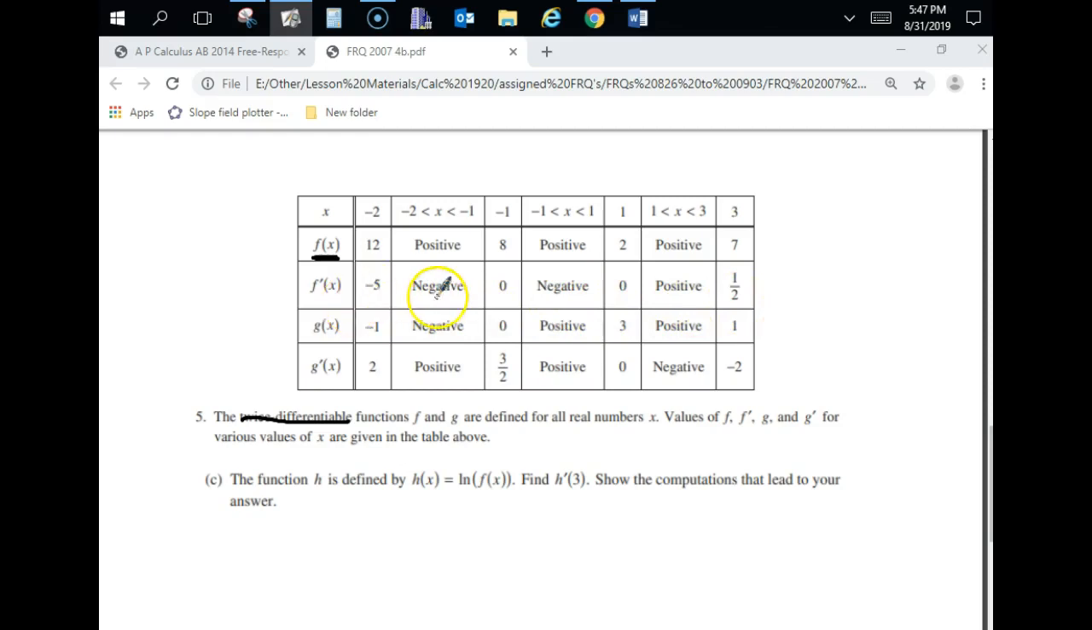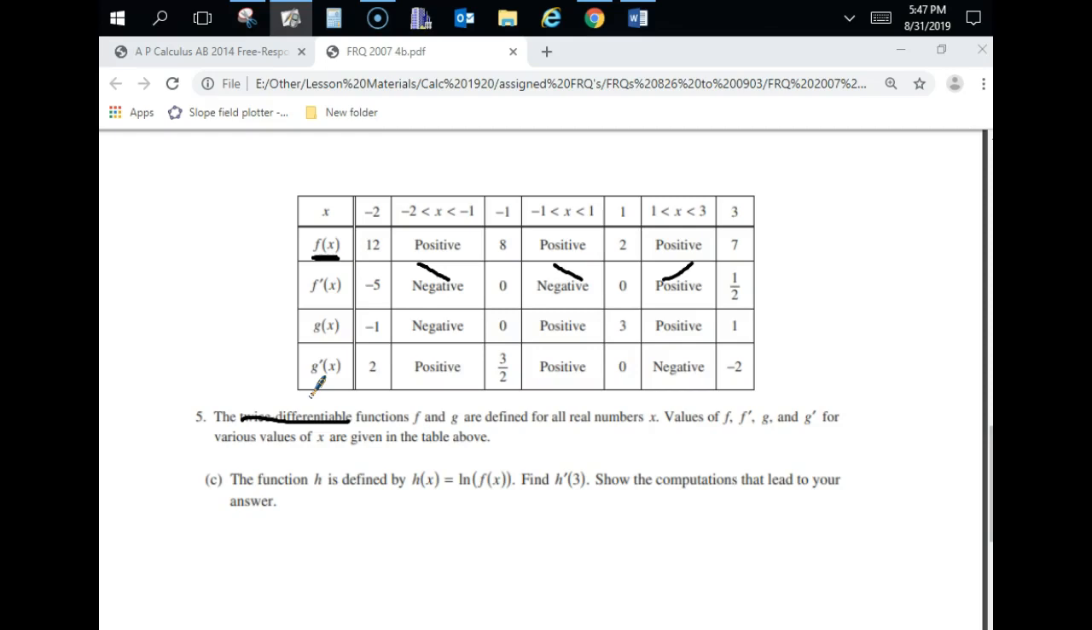Now when a derivative is negative, remember that means that a line is decreasing, right? And whenever it's positive, that means the line is increasing. They do the same thing for g prime. Let's go ahead and take a look at part C, though. I don't know how much of that is going to be necessary for the problem.